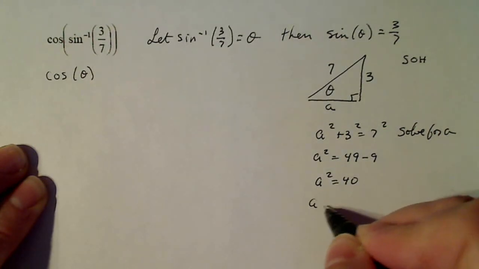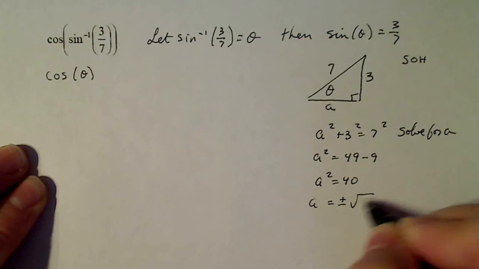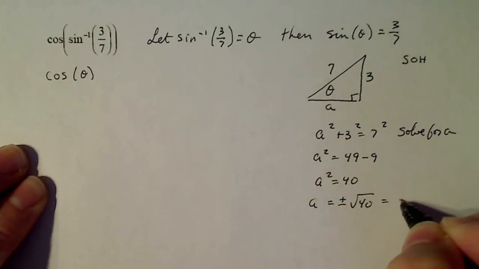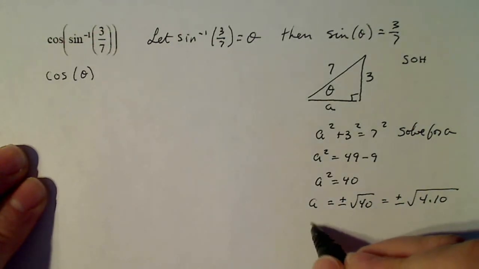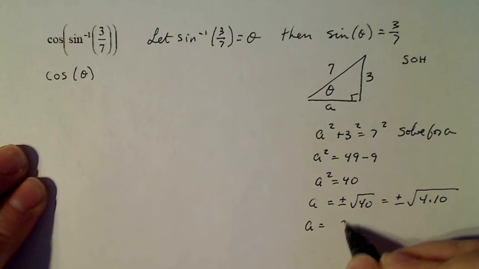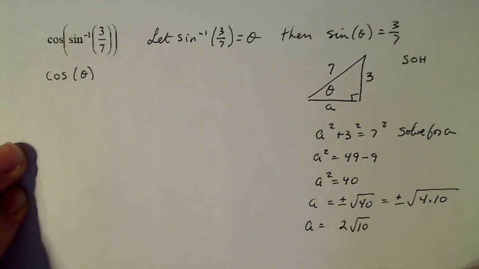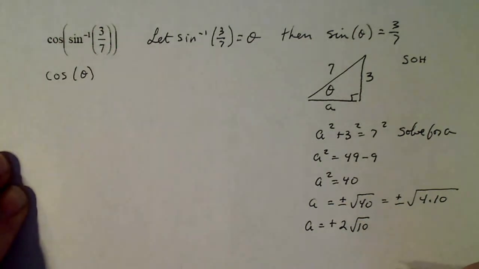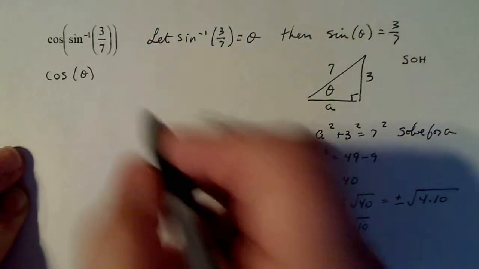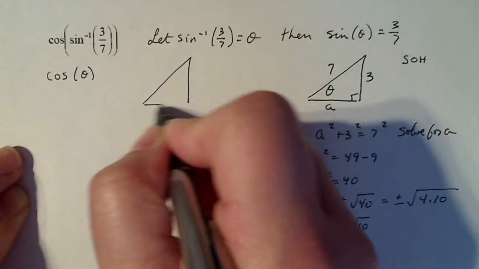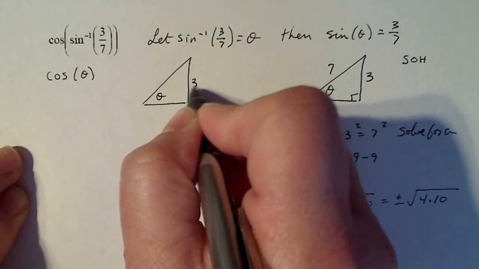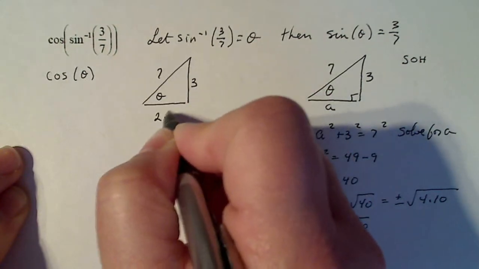And then A is equal to plus or minus the square root of 40. Now let's just simplify the square root of 40 here a minute. So that's 4 times 10, 4 being a perfect square. So that means A is equal to 2 square root of 10 simplified, and I'm going to choose just the plus one because A is representing the length of a side. So my new triangle, I'm going to come back over here to finish solving this. My triangle with all the sides filled in: theta, 3, 7, 2 square root of 10.